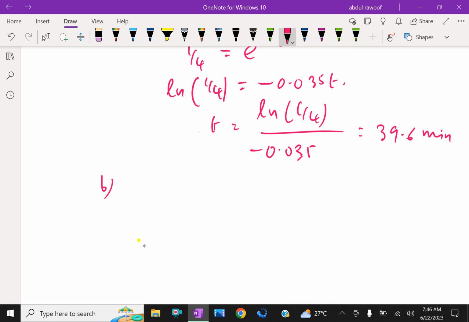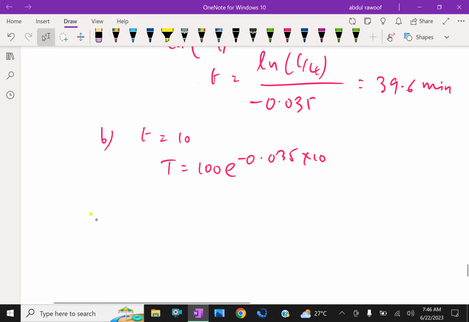Here we require T for t equal to 10. With the equation, we need T equal to 100 e power minus 0.035 into 10. So we need T here, which is equal to 100 into e power minus 0.035 into 10, which gives 0.705, which is equal to 70.5 degree Fahrenheit. Temperature in 10 seconds.